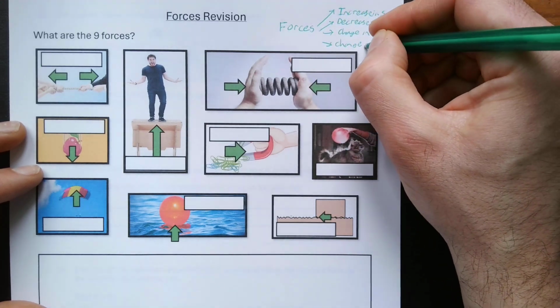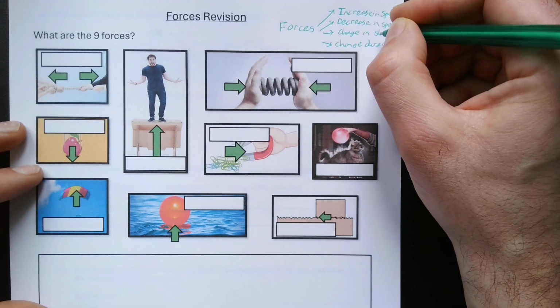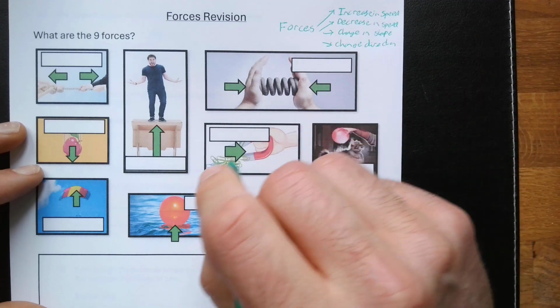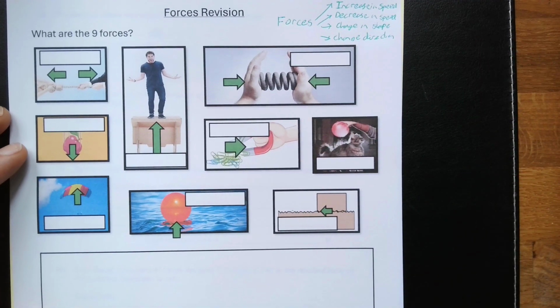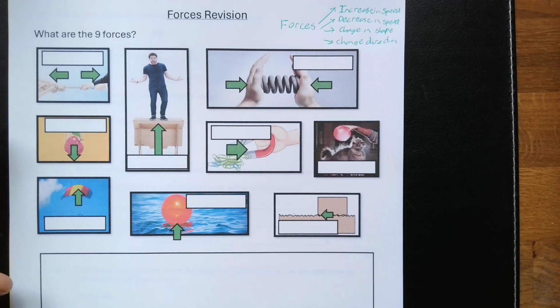When you head a ball, you make its direction change, you change the shape of the ball. It slows down as it hits your head, but as it bounces back off again, it speeds up. So heading a football will do all four of those things. There are 9 different forces you need to know about.